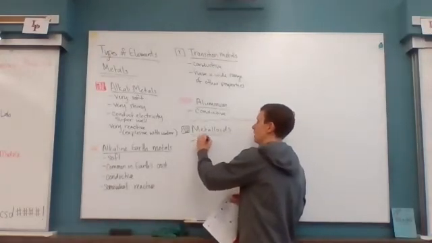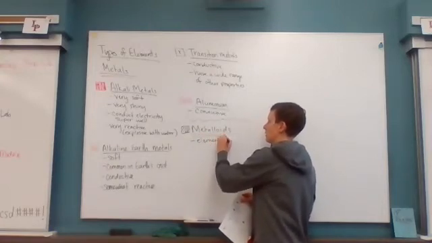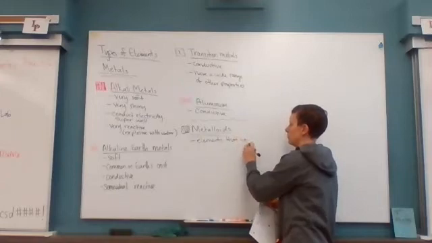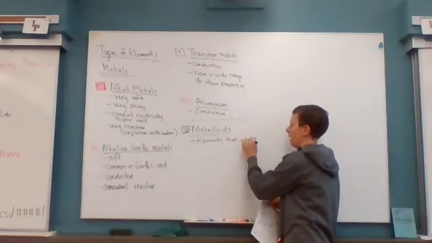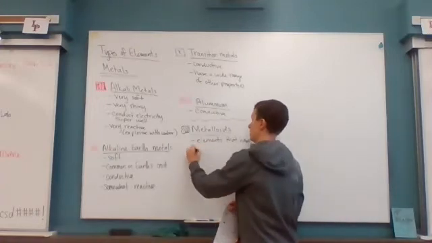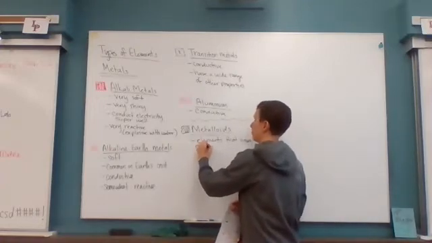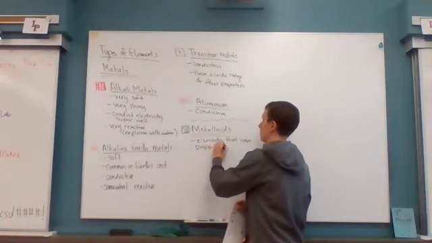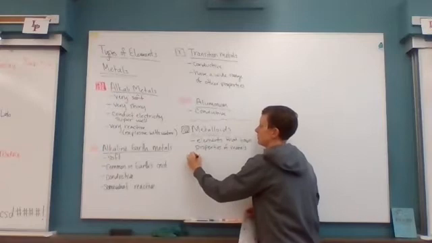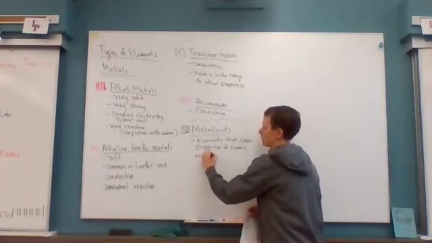And metalloids are elements. Here's the definition: elements that have properties of metals and nonmetals.